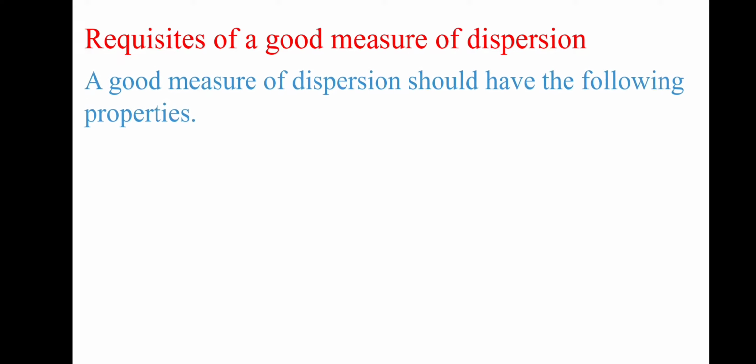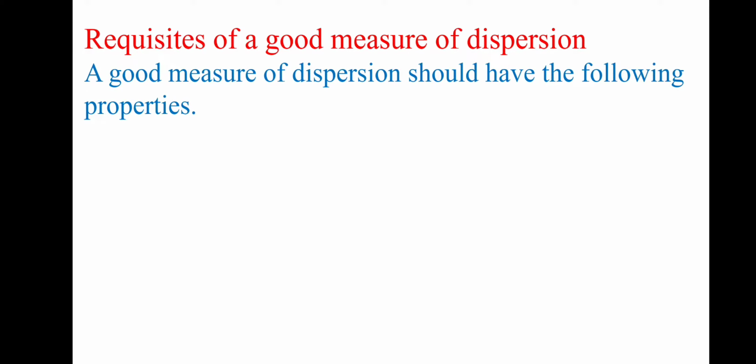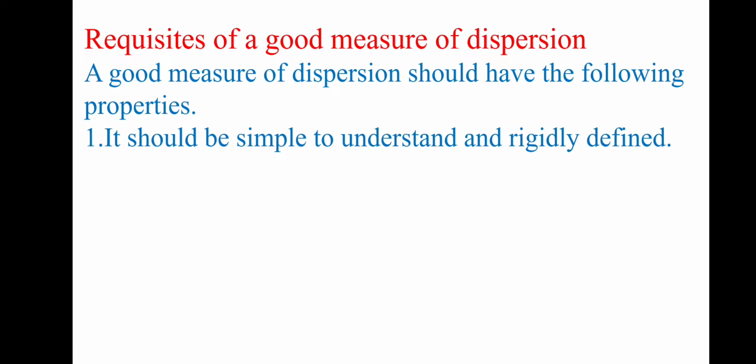Then what are the requisites required when you are studying the measures of dispersion? Good measures of dispersion should have the following properties. One, it should be simple to understand and rigidly defined. It will be properly defined and easy to understand. That should be maintained, then that will make it very good in this learning structure. It should be easy to calculate or compare. We can compare one data to another data very easily. That is why dispersion is explained here.